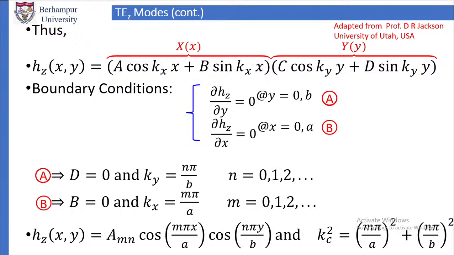So Hz is equal to XY, that will be the multiplication of these two. Now here A, B, C, D are constants. We have to find out the constants A, B, C, D. To find out these constants, we will use the boundary condition. Now the boundary condition is the Neumann boundary condition.